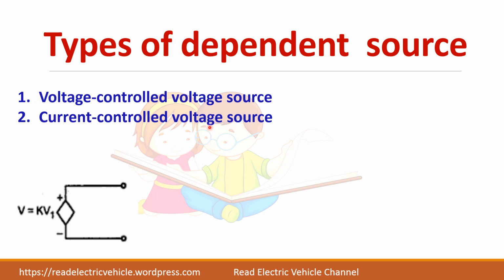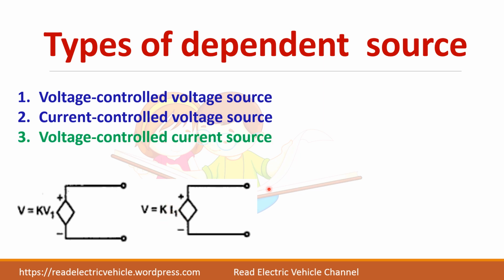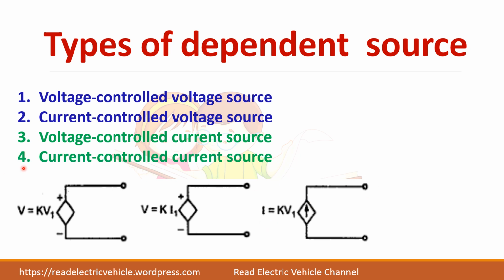Another is the current controlled voltage source. So this is also a voltage source, but the voltage magnitude depends upon current in some other part of the circuit. Next is a voltage controlled current source. So it is a current source. The magnitude of the current source depends upon voltage in another part of the circuit. And current controlled current source, the magnitude depends upon current through some other resistor. So there are four types. We can see one example for this.